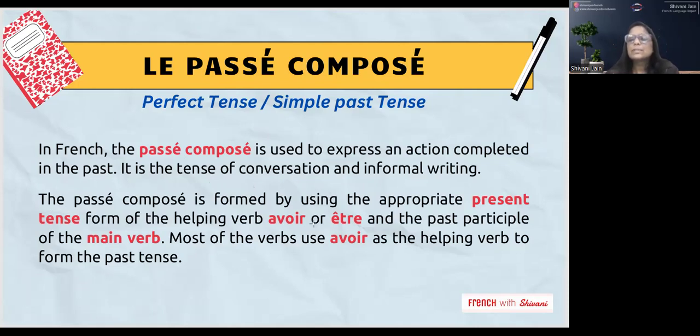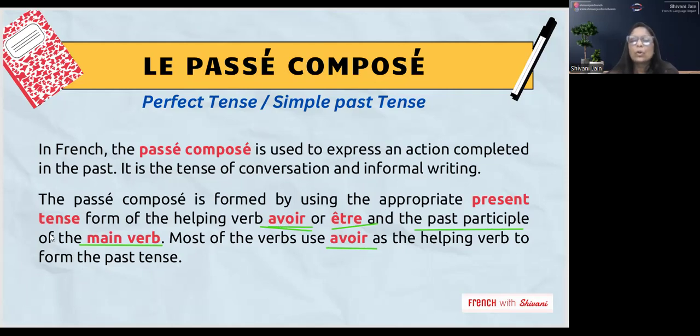The passé composé is formed by using the appropriate present tense form of the helping verb avoir or être and the past participle of the main verb. Most of the verbs use avoir as the helping verb to form the past tense. So I hope you already know that passé composé is being done with two helping verbs. One is avoir, which means to have. The other is être, which means to be. Now, today we'll be discovering the passé composé avec le verbe avoir.